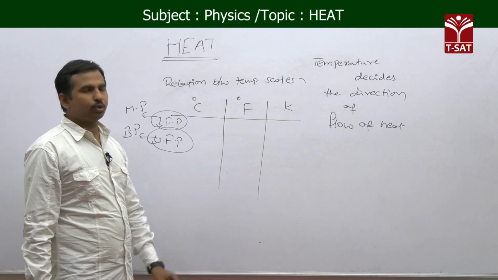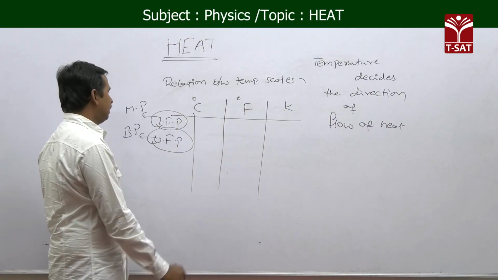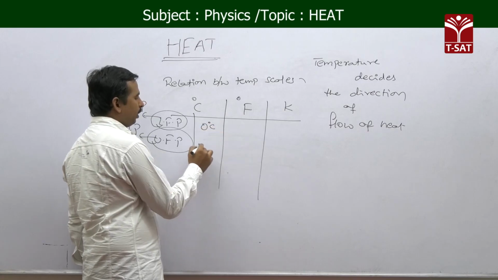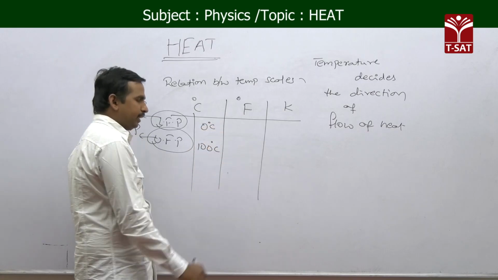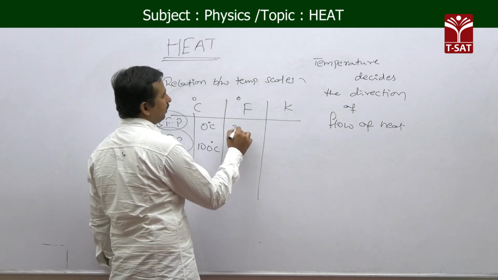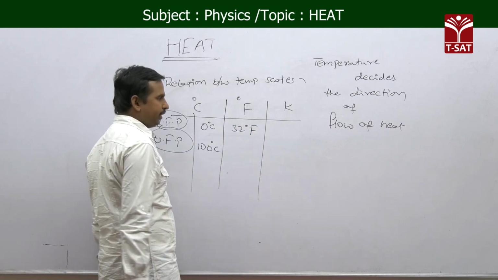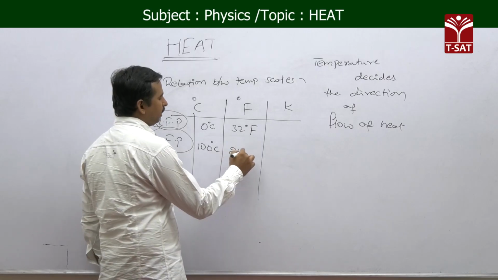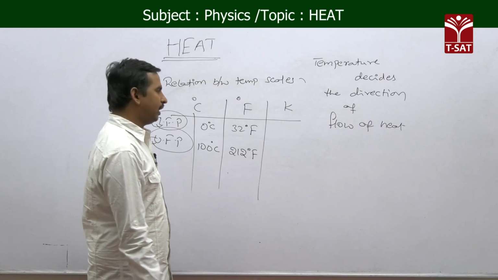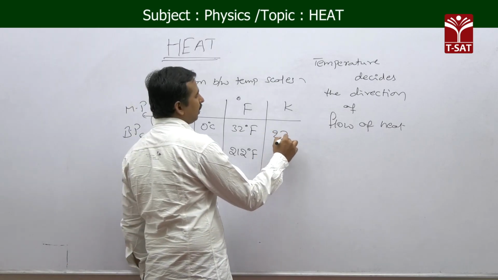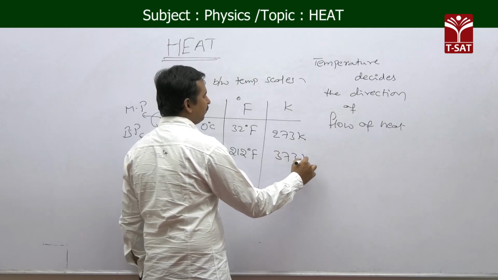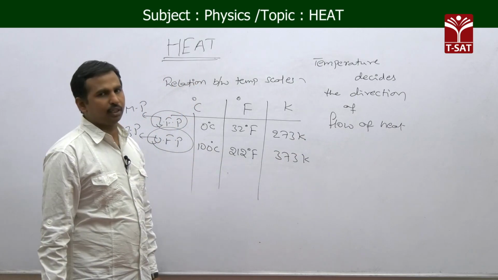In the case of degree Celsius, the melting point is 0 degrees Celsius and the boiling point on the Celsius scale is 100 degrees. In the case of Fahrenheit, the lower fixed point is 32, whereas the upper fixed point is 212 degrees Fahrenheit. In the case of Kelvin, the lower fixed point is 273 Kelvin and the upper fixed point is 373 Kelvin.